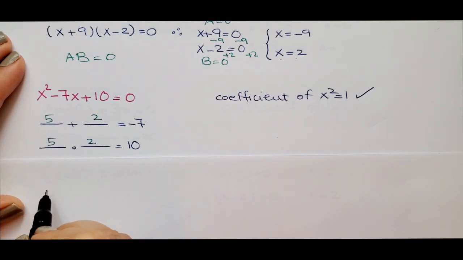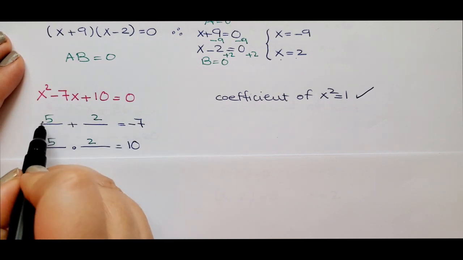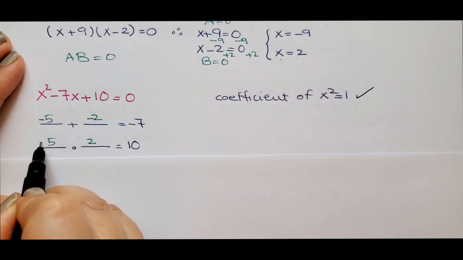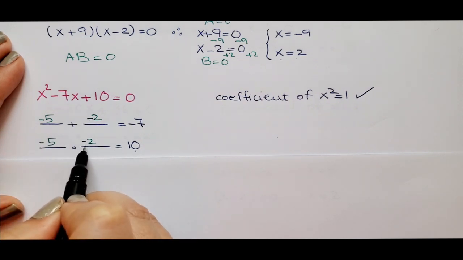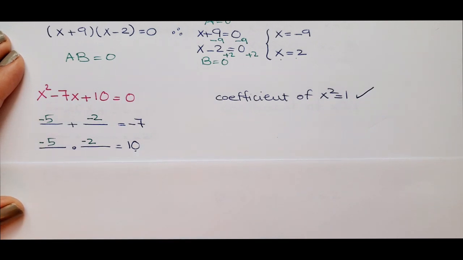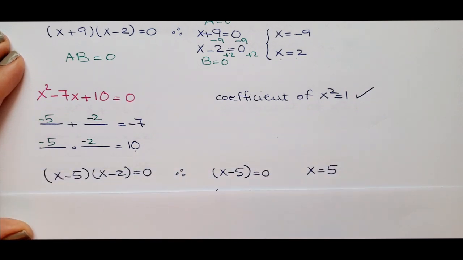But let's see what are the signs. I want them to add to negative 7, so both of them would be negative. And if I multiply them, the two negatives act on one another and it would be positive. So it will turn into x minus 5 multiplied by x minus 2 equals 0.